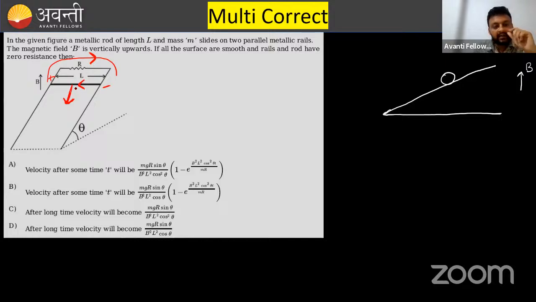Due to this current, there is a magnetic force as well, which you can calculate using IL cross B. This force was mg sin theta, and if you calculate IL cross B, there will be a force as well. So when these two forces balance each other, at that time this rod starts moving at uniform speed. So first of all, we are trying to solve that uniform case when these two are balanced.